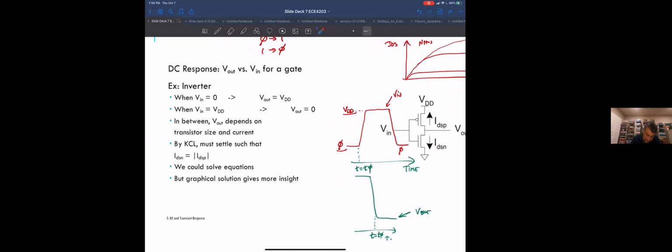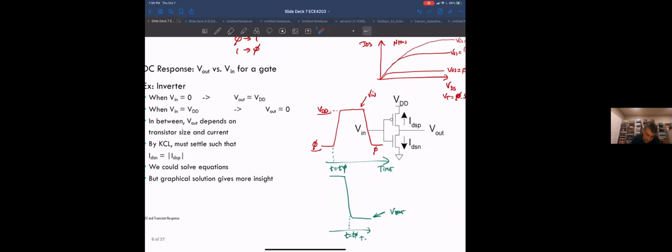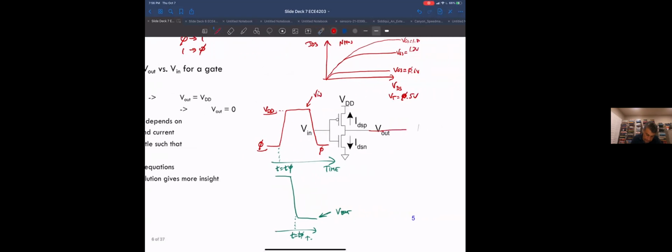Okay, so that's what happens. And notice that this inverter is driving other CMOS logic gates. It's driving God knows what: inverters, NAND gates, NOR gates, whatever they may be. Sorry, I put a NOR gate there. NAND gate looks like this.